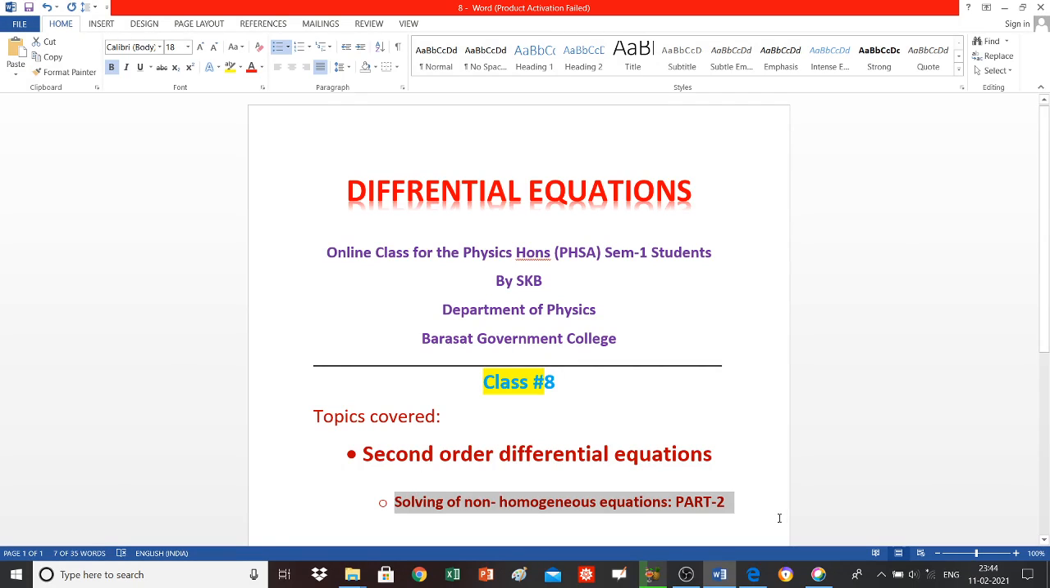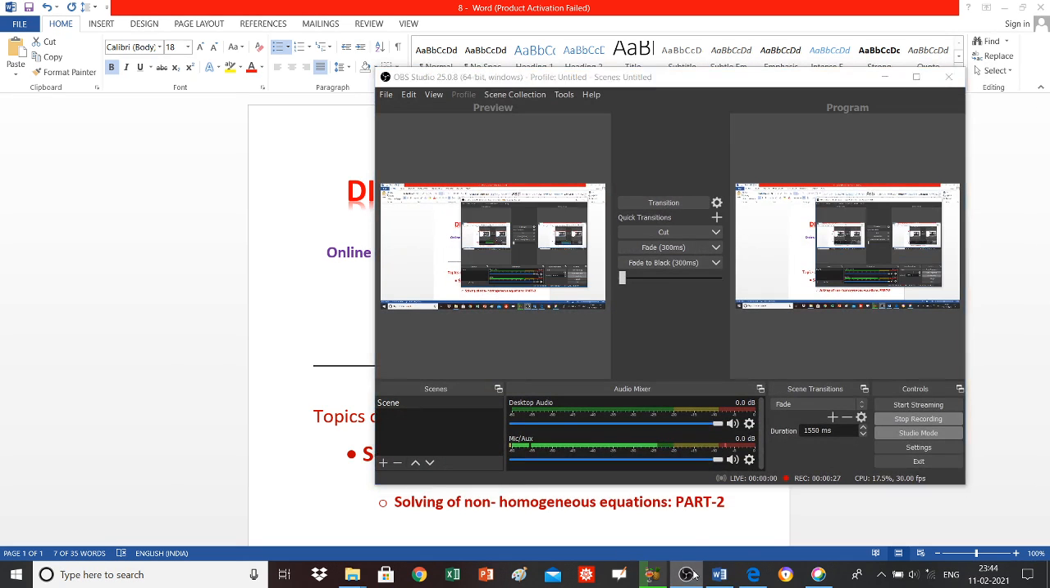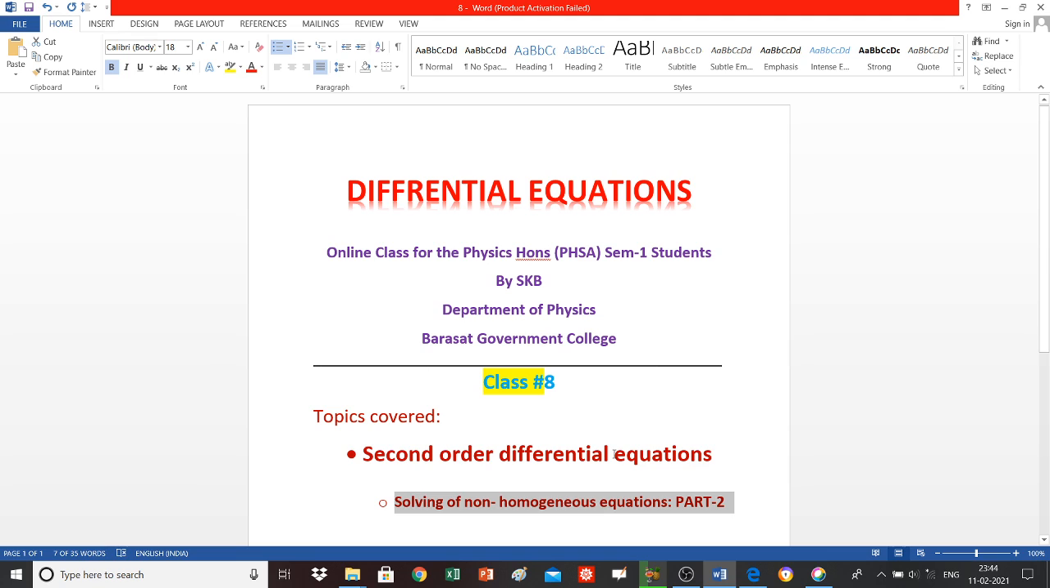Dear students, this is the 8th class on the chapter Differential Equations, and as we have started to solve second order differential equations, in our previous class we discussed solving non-homogeneous second order differential equations, and that was part 1. In this class we will further learn to solve non-homogeneous differential equations, and this is part number 2 for solving non-homogeneous second order differential equations.